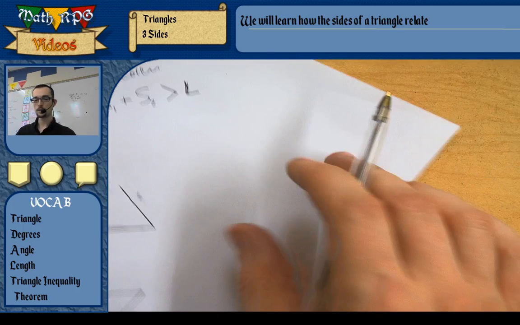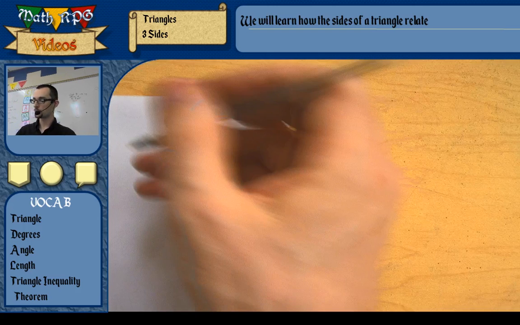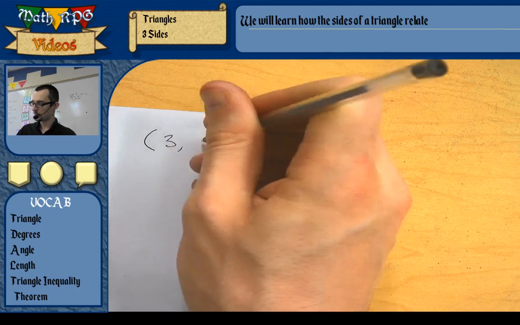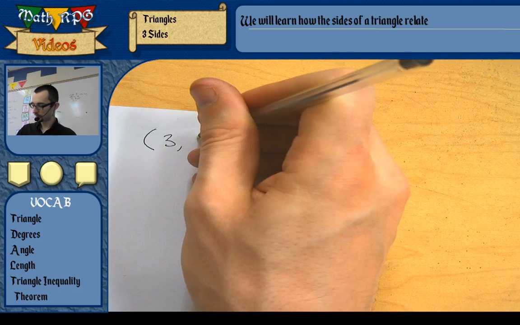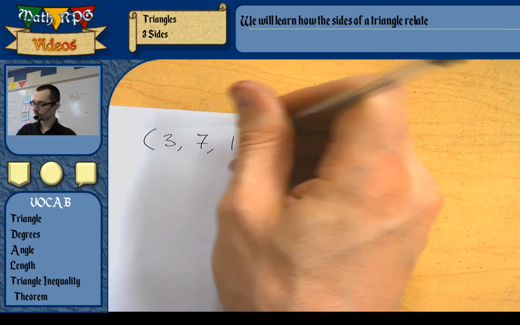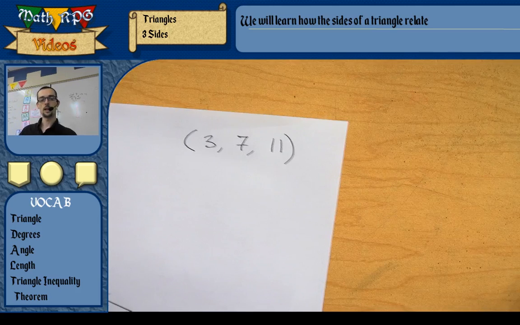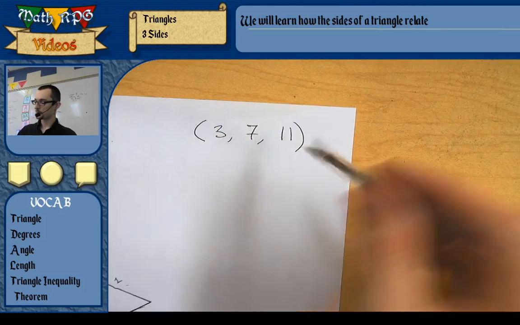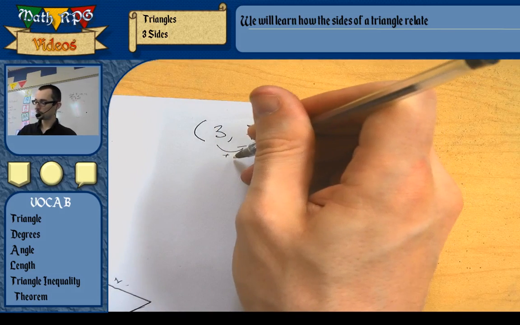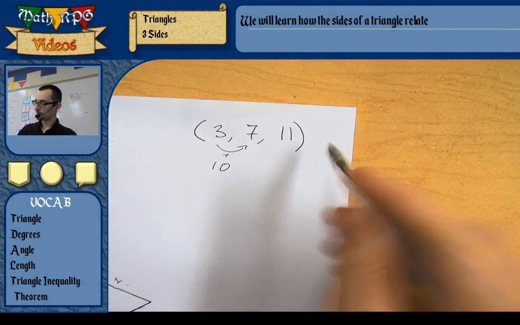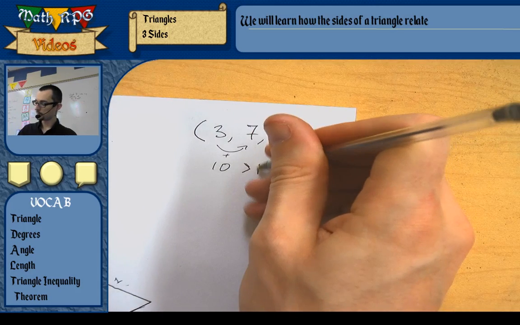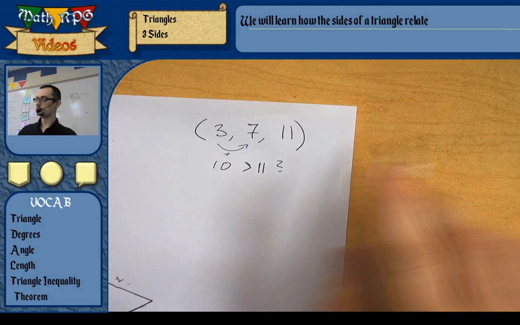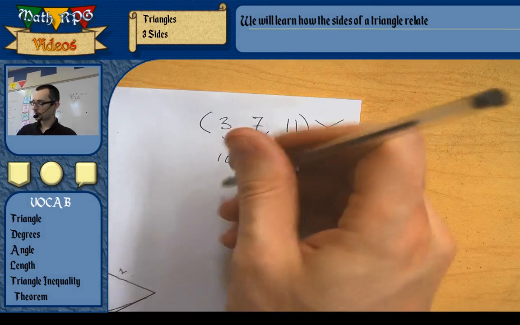So lots of times the STAR will give you different questions. Could you have a triangle with these lengths? Could you have a triangle with lengths 3, 7, and 11? All you have to do is find your two short sides and add them together. 3 plus 7 is 10. Is 10 bigger than 11? Nope. So could this be a triangle? Nope.